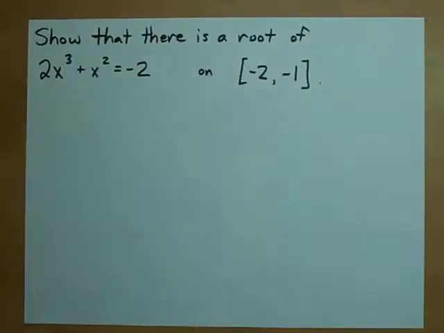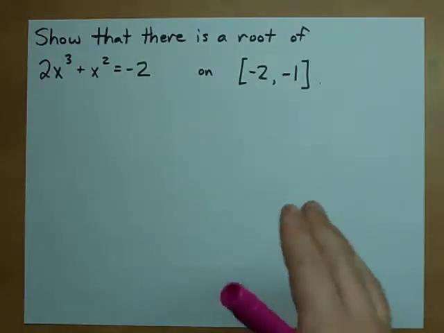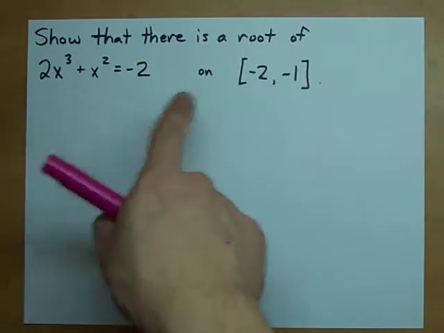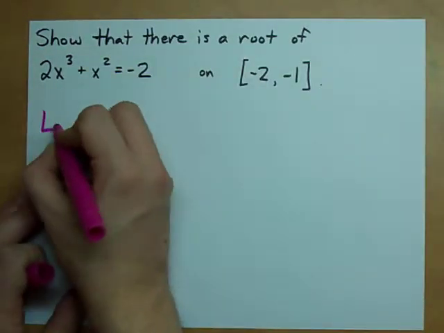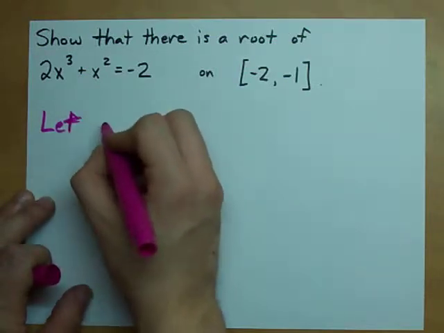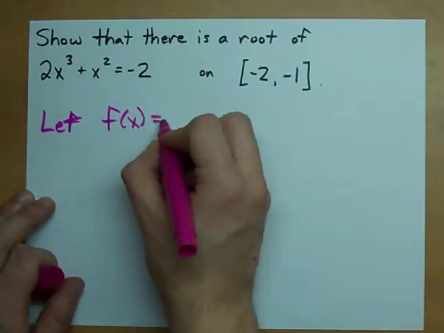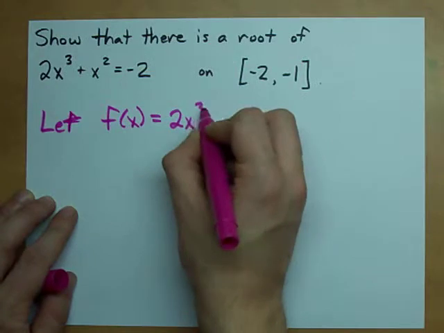Alright, this question is pretty obvious when you look at it in terms of, oh, now I know what I need to do. If it ever asks you to show that there's a root of an equation on an interval, you're always going to follow this procedure. You're going to declare, oh that's let. You're going to declare a function to be the left side minus the right side.